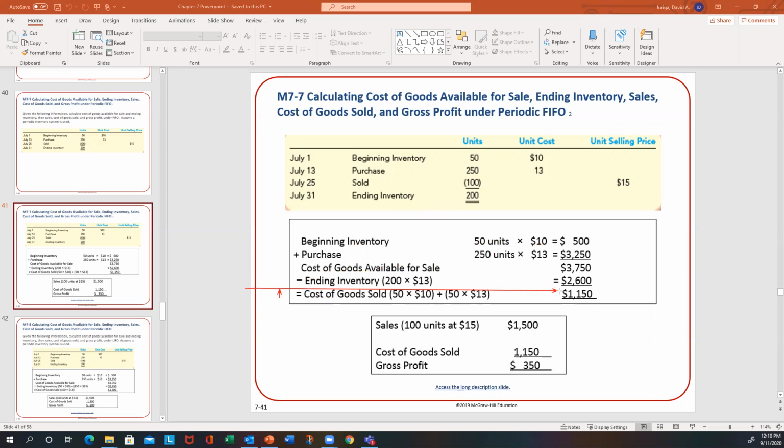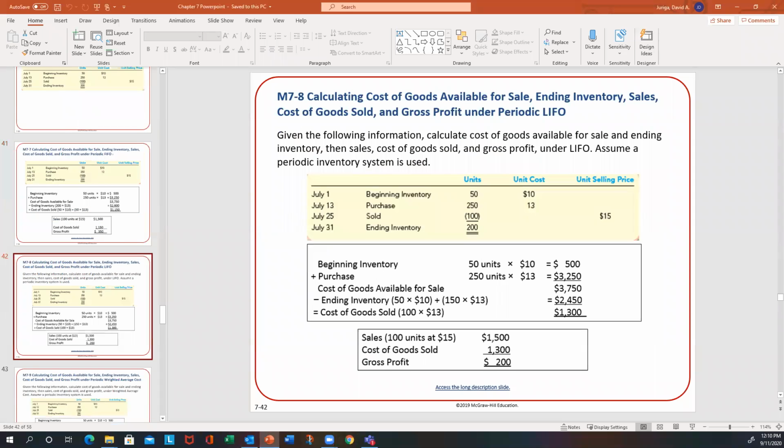So again, here's your formulas. Beginning inventory plus your purchases equals cost available, minus ending inventory equals your cost of goods sold. And of course, once you've got your cost of goods sold at $1,150, you know that you sold it at $1,500 because that's your sales price. So sales minus cost of goods sold equals your gross profit.